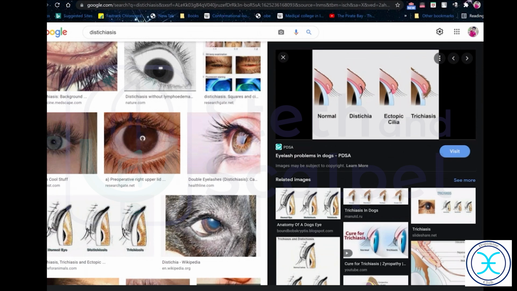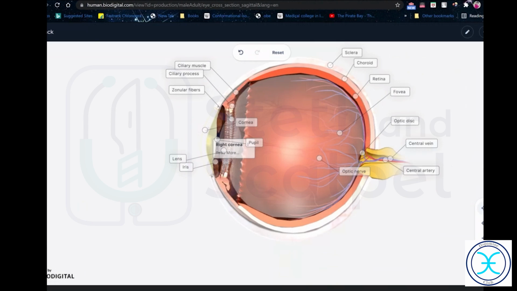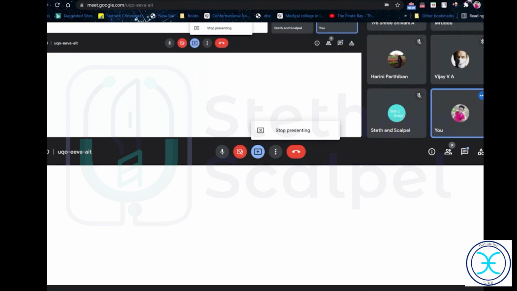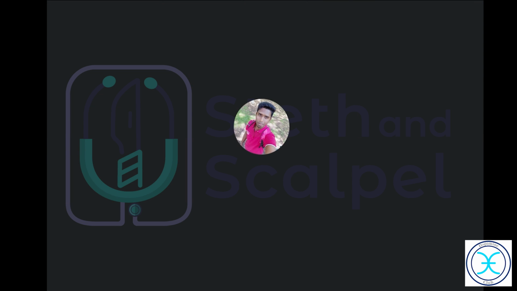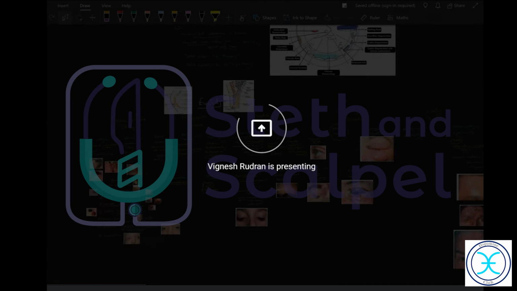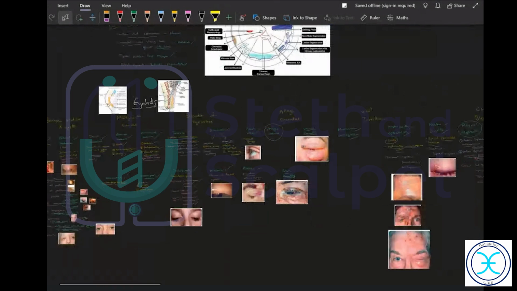In trichiasis, there are a lot of small eyelashes, normal eyelashes that are misdirected, whereas in distichiasis we have an extra row of eyelashes. So we'll go back to this. Yeah, so those will be the main conditions of the eyelids.